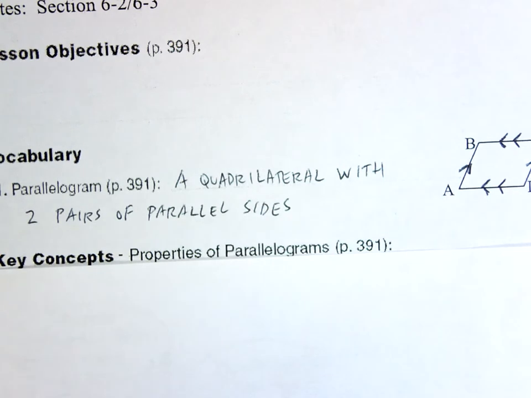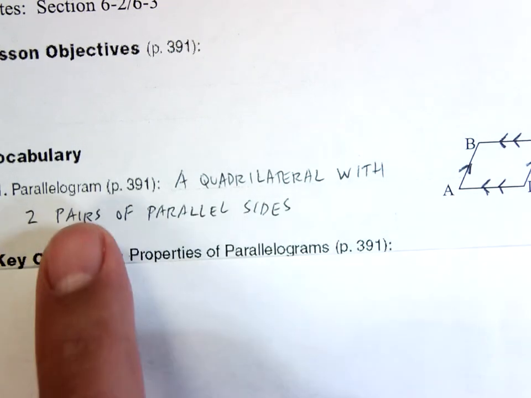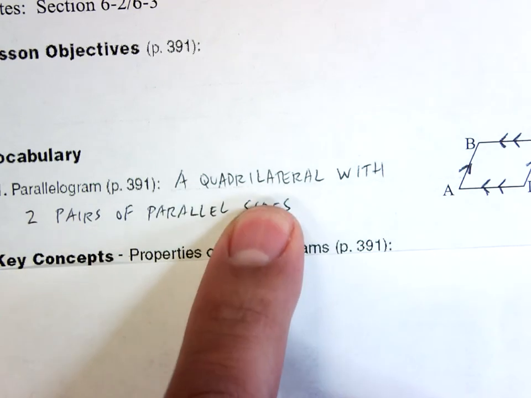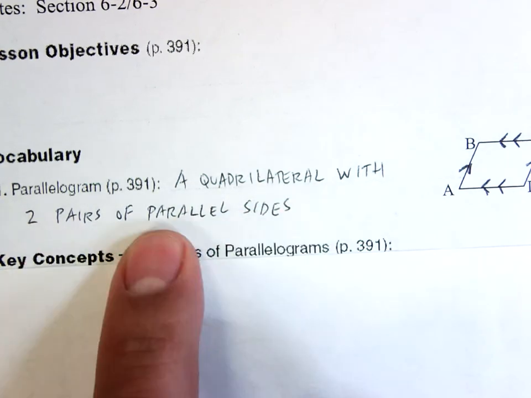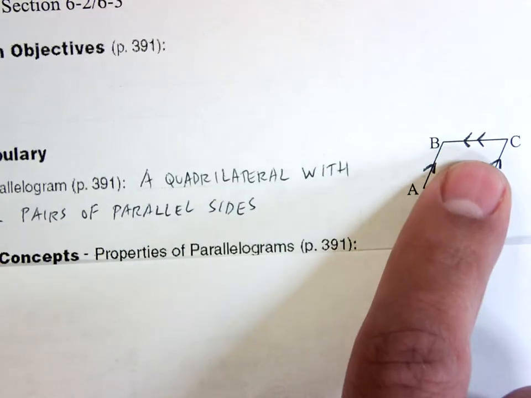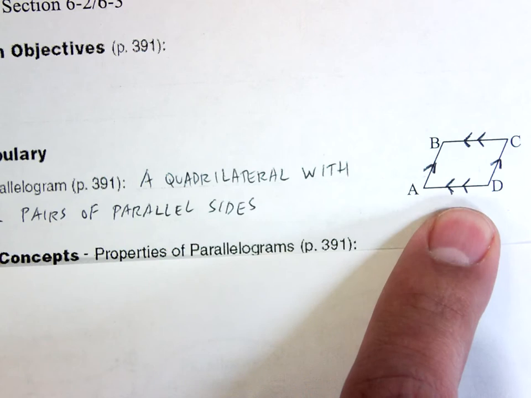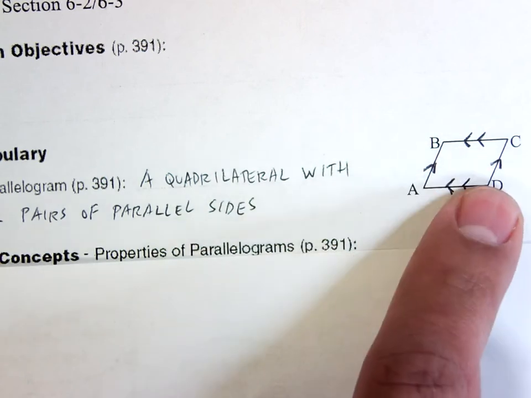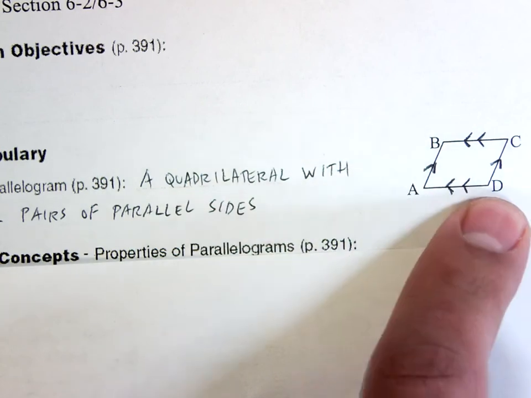So we're going to continue with polygons. Today, in particular, we're going to talk about parallelograms. All a parallelogram is, it's a quadrilateral, which means it has four sides, with two pairs of parallel sides. So if I mark up this picture over here, this double set of arrows and that double set of arrows means that BC is parallel to AD, and single arrow means AB is parallel to DC.